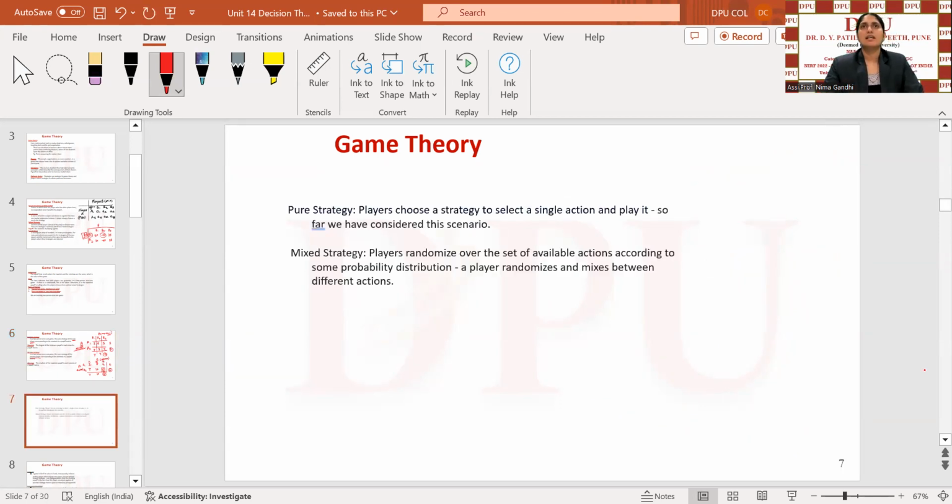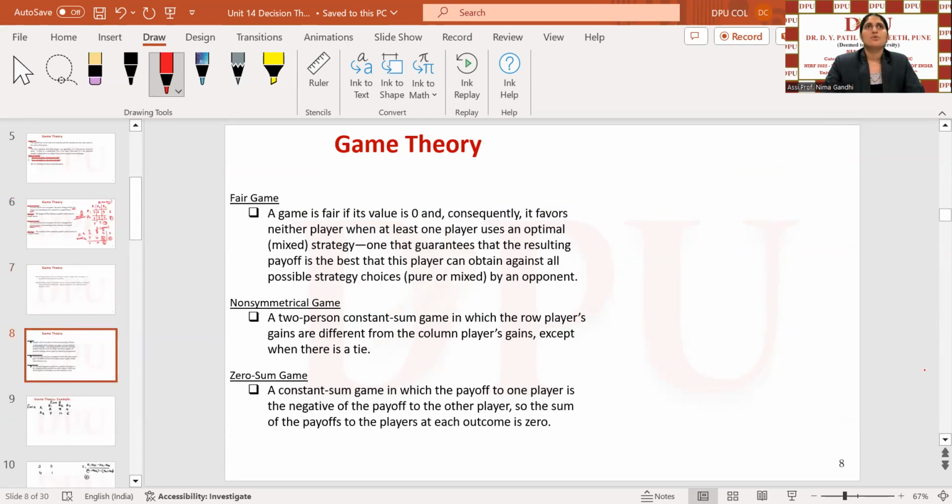So mixed strategy: the players randomize over the set of available actions according to some probability distribution. So they decide in what proportion they are using different strategies, and that is a mixed strategy. So fair game, we have 3 games here. The fair game is the game in which the value of the game is 0. So what is the meaning of the value of the game being 0? Player A is guaranteed to win 0 amount or 0 profit when he chooses any of the strategies. So that is a fair game.